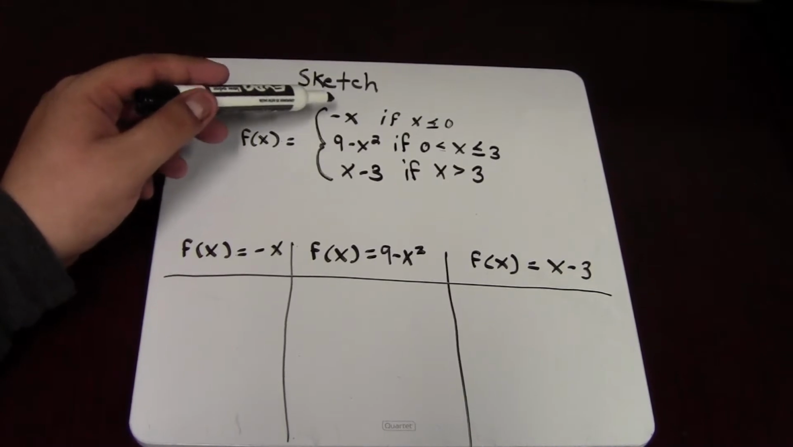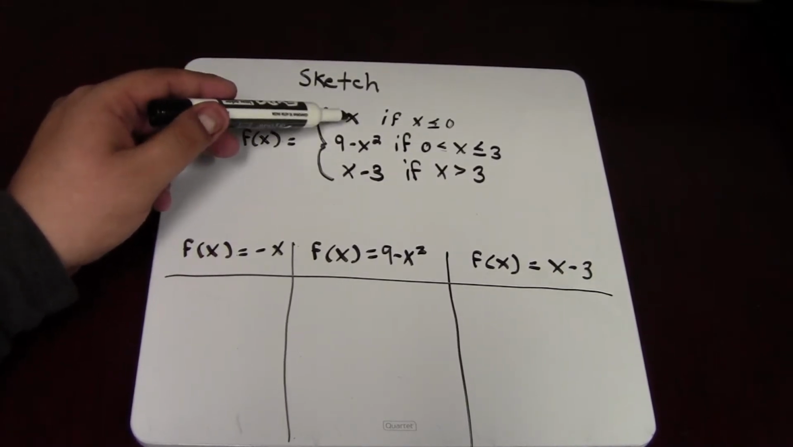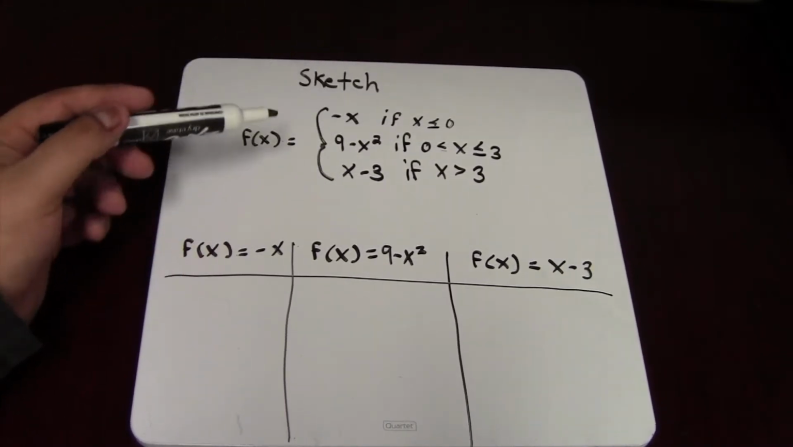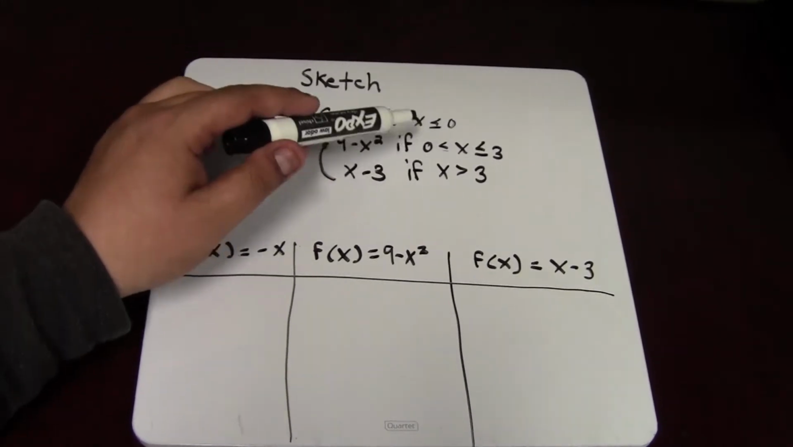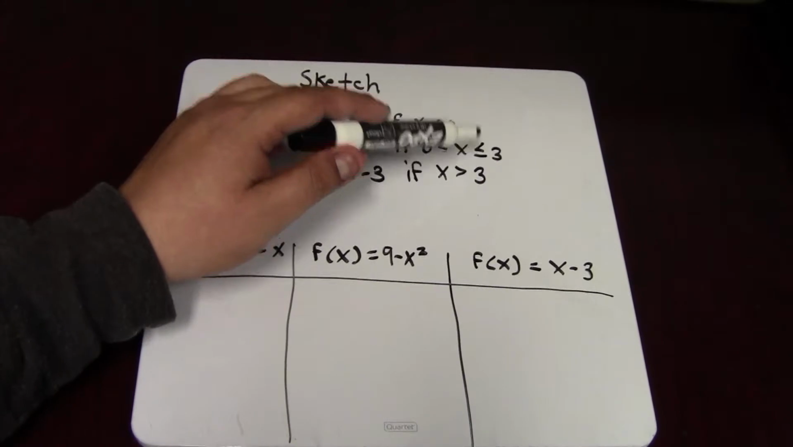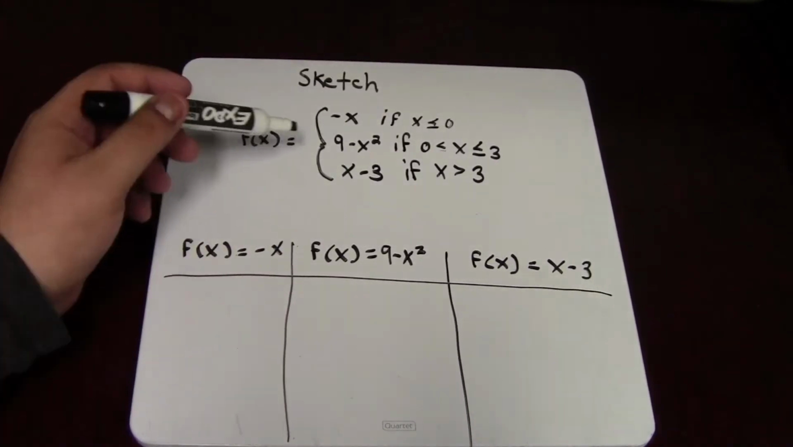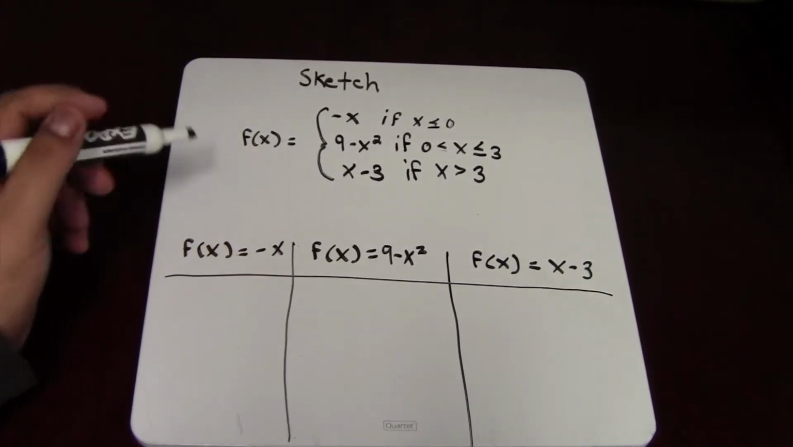So if we take a look here, f of x is equal to negative x if x is less than or equal to 0. f of x is equal to 9 minus x squared if x is greater than 0 and also less than or equal to 3. And f of x is equal to x minus 3 if x is greater than 3.